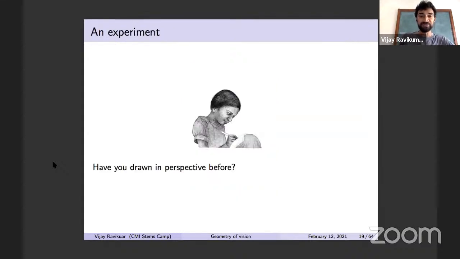But first, I thought we'll just try an experiment, because it's better if we get our hands on trying to draw in perspective and get a sense of what happens there, what clicks. So I don't know if anyone here has tried drawing in perspective before, tried using linear perspective to draw a representation of the world around them. But let's try to do it now.